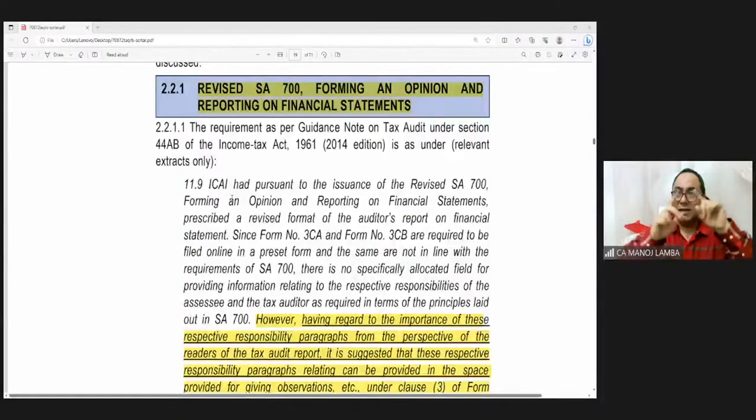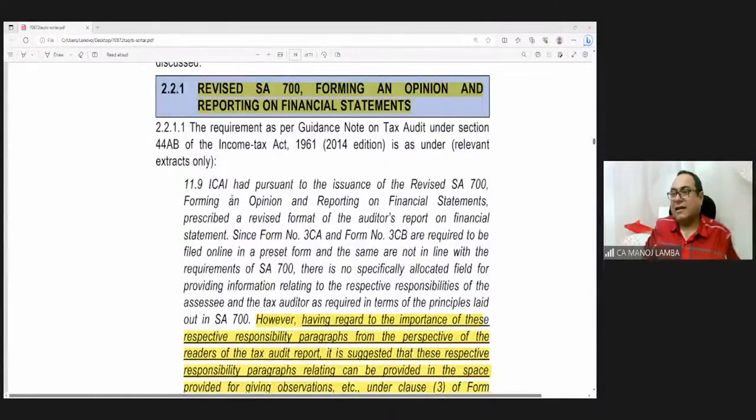Friends, members generally ask me while doing tax audit seminars or webinars whether SA 700 is applicable while issuing the tax audit report in form number 3CB or 3CA. So friends, the answer to this question is yes. Then members ask me again, where is the space provided in form number 3CB or 3CA to mention the relevant paragraphs of SA 700 while giving an opinion and reporting on the financial statements of the assessee?